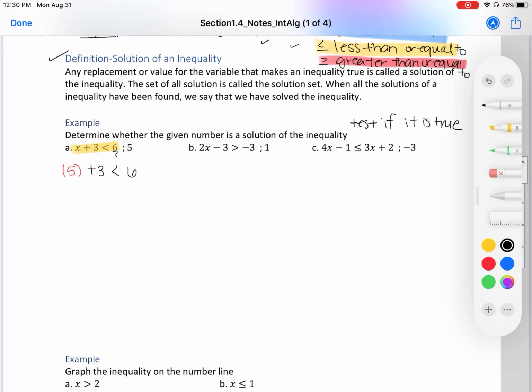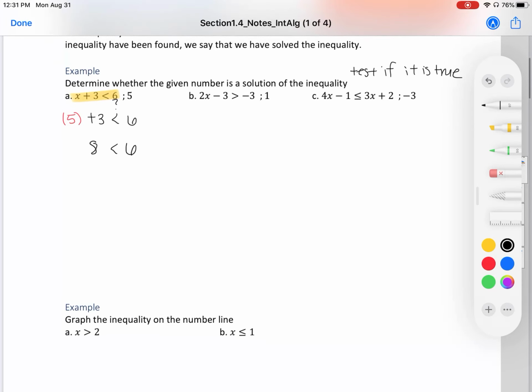So let's check it out. 5 plus 3, well, that gives us 8. Is 8 less than 6? No, right? It's larger. And if you're ever in a bind thinking, well, does it make sense? If you think of money or cookies, it always tends to make sense. So if you think $8 is less than $6, no, right? So not a solution.